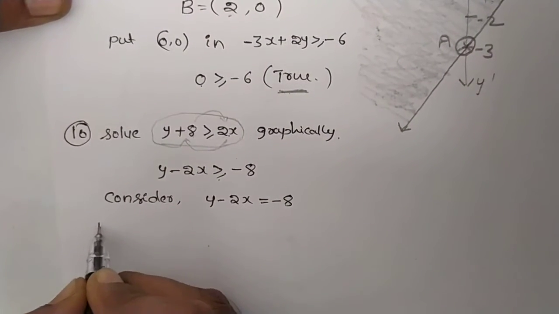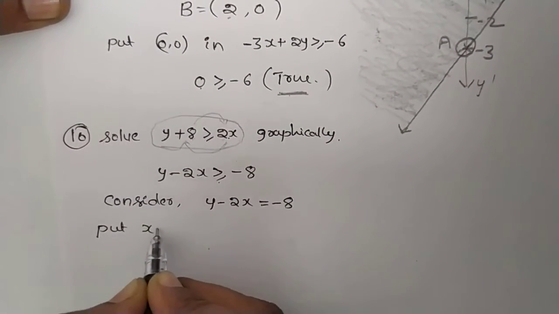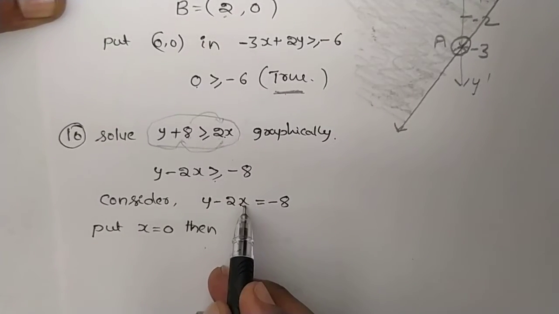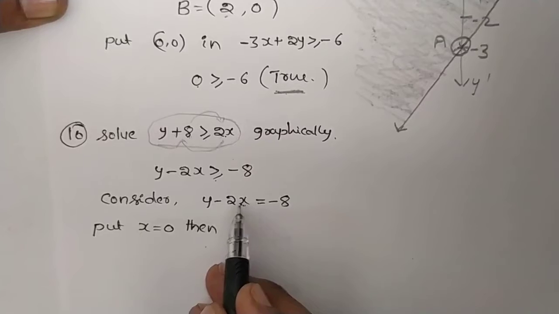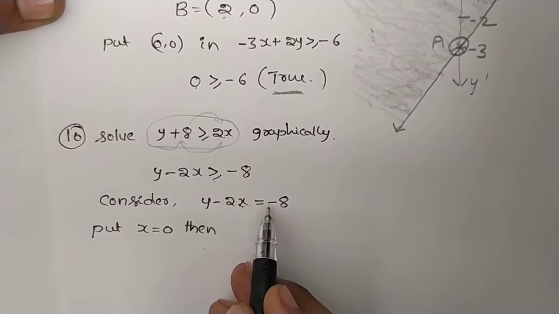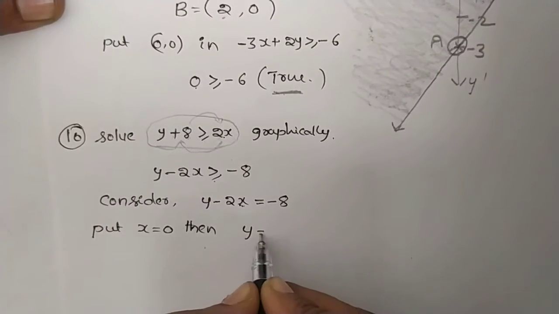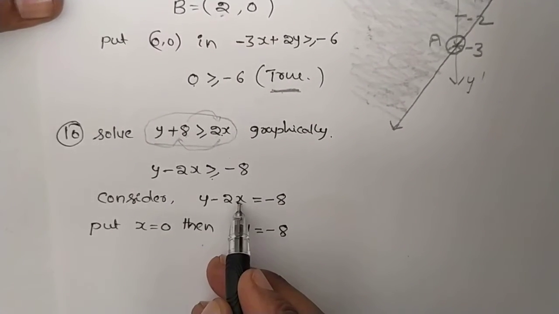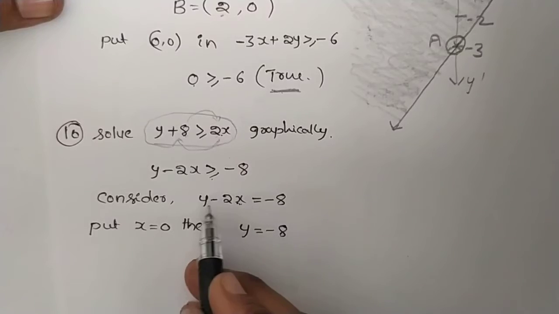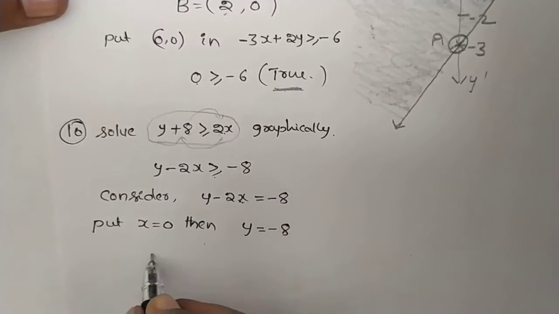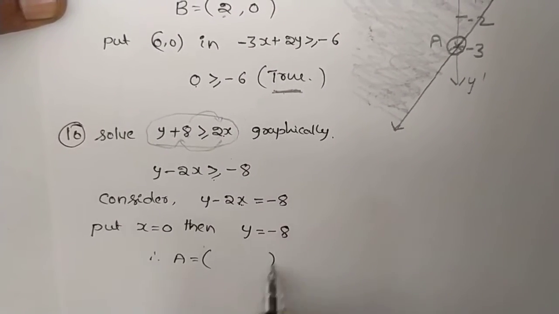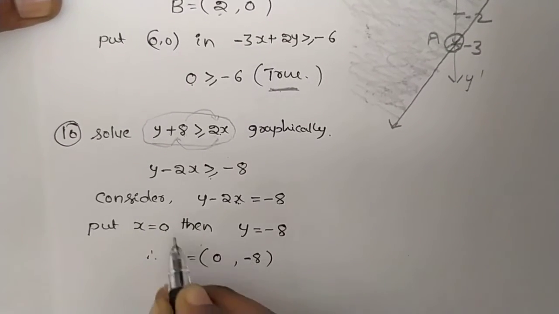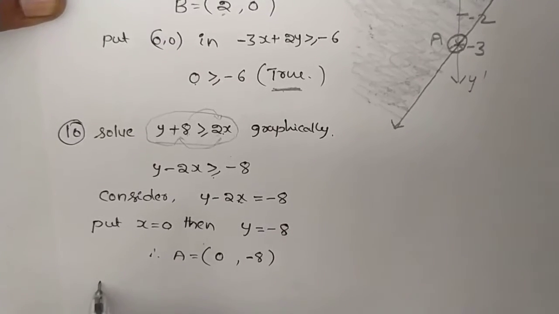Now, what about the second step? Put x equals 0. Then if we put 0 in place of x, then y minus 0 equals minus 8. Therefore y equals minus 8. Therefore the point A will be 0 comma minus 8.